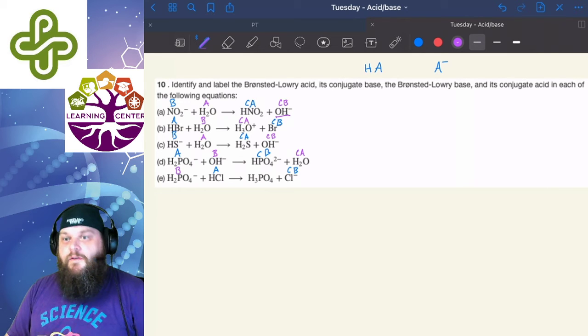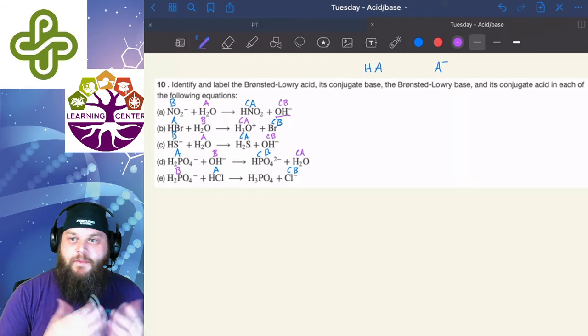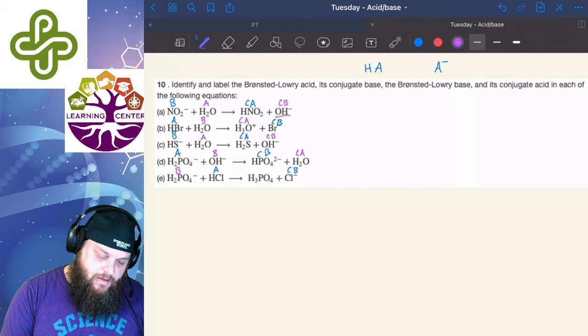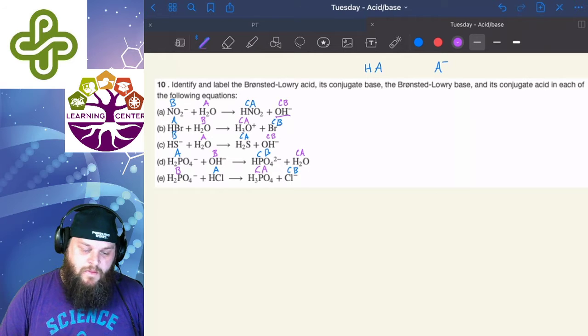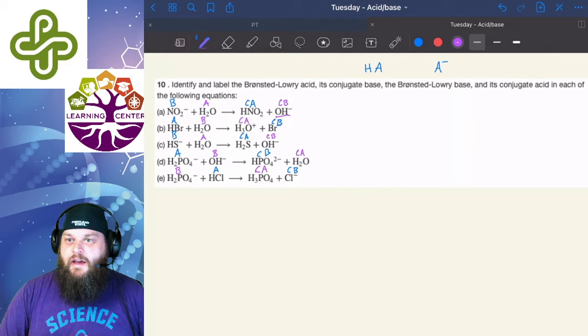Anyways, for part E, H2PO4 minus is a base, and it's going to be creating that conjugate acid, H3PO4, because it's now gaining that proton from that HCl. So that's a quick way to go through and look at what's an acid and what's a base when you can see the entire equation, because you can see what's gaining a hydrogen and what's losing a hydrogen. And if you ever have water, hydronium or hydroxide in there, hydronium is always going to be an acid, hydroxide is always a base, and water can act as either.